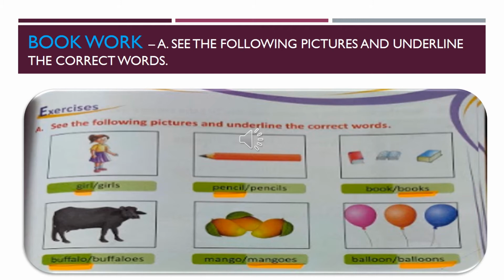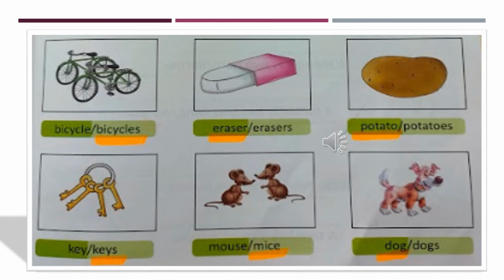In the second picture, there are three mangoes. So it means it is plural, so we will add es and we will underline mangoes. In the last picture, these are balloons. More than one, so this is plural, we will underline balloons. In this picture, there are two bicycles, which means there are more than one. So this is plural and we will underline bicycles.